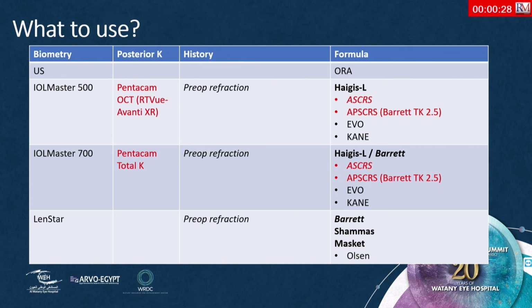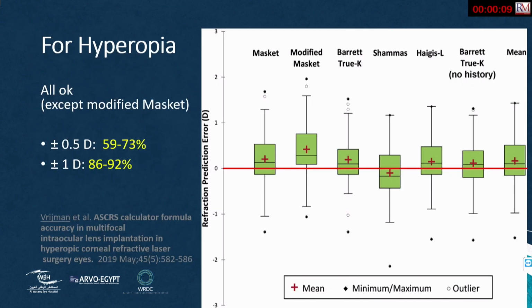If you have IOL Master 700, again you can use the Haigis-L and Barrett built in. And if you have Pentacam or total K of 700, you can use the online versions. If you have LaserSTAR, you can use the Barrett, Shammas, the Olsen, and the Masket. This is for post-myopic.